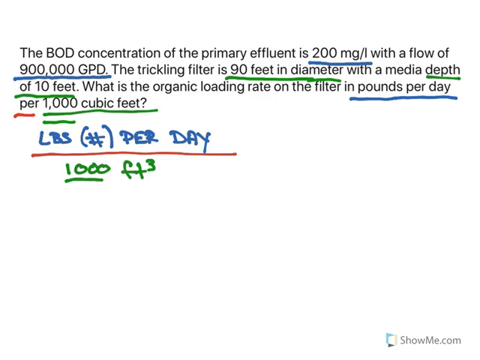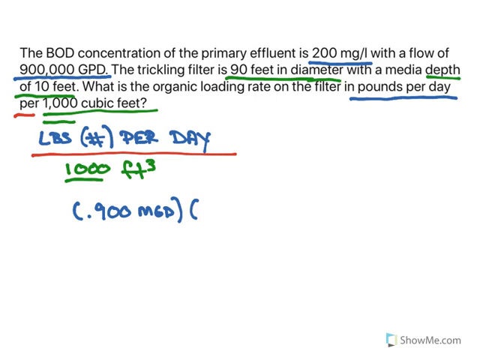So in setting up the first part of this problem, it's going to look like this. 900,000 gallons per day is 0.900 million gallons per day. To do the pounds formula, we have to have a number in million gallons per day, so we need to take that number of gallons and divide it by a million. So 900,000 gallons per day divided by a million is going to come out to 0.9.